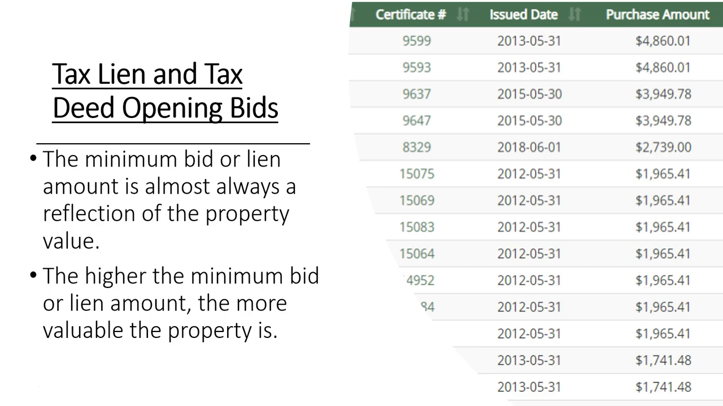So generally speaking, the higher the minimum bid or lien amount, the more valuable the property is. The only exception to this is in cases where there's something wrong with the property, like for instance if the property has an excessive amount of roll-up with it, meaning that there are many years of taxes that are owed on the property and it hasn't been foreclosed on. In that type of case, you'll see a purchase amount that doesn't reflect what the property value is. It doesn't appear to be accurate compared to other properties, and that's one of the things that will begin to stand out to you if you're looking at properties just based on the price.